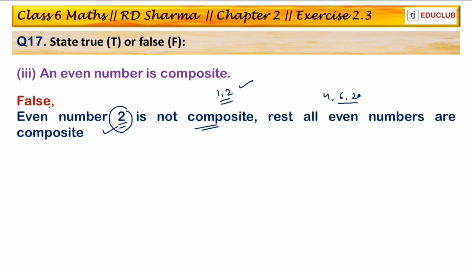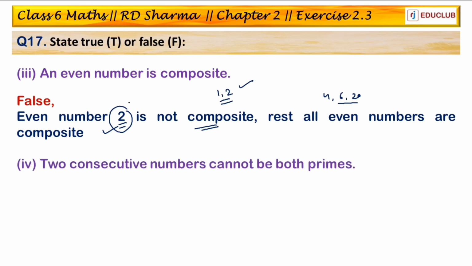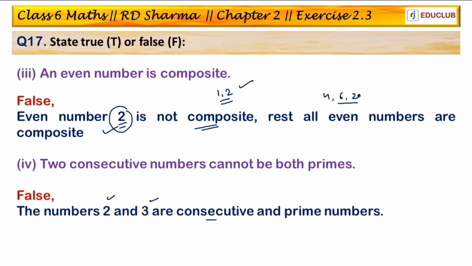Next is 2 consecutive numbers cannot be both primes. This is false because 2 is a prime number and 3 is a prime number, and both are consecutive numbers. So we can say 2 consecutive numbers can be prime numbers.